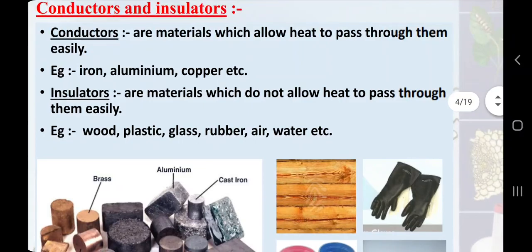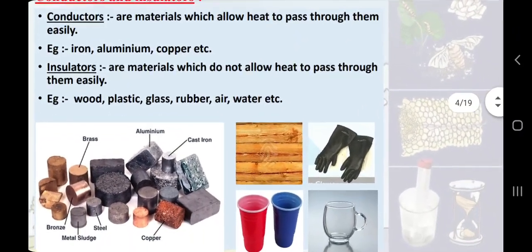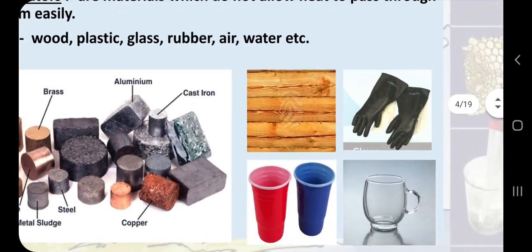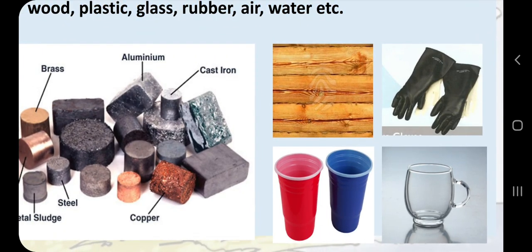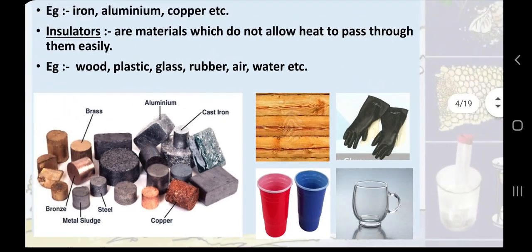Now the concept of conductors and insulators. What are conductors and insulators? I have already discussed this idea in Fiber to Fabric when we were discussing warm clothes and cold clothes, for example woolen clothes. Now coming back to the idea of conductors and insulators. As we have seen, the transfer of heat through solids is called conduction, but not all solids support the transfer of heat. For example, wooden pieces, plastic, glass, these things do not allow heat to pass. So these are called bad conductors or poor conductors of heat, or insulators.